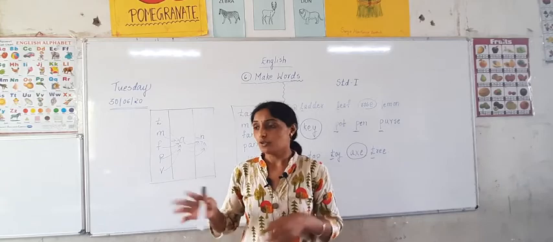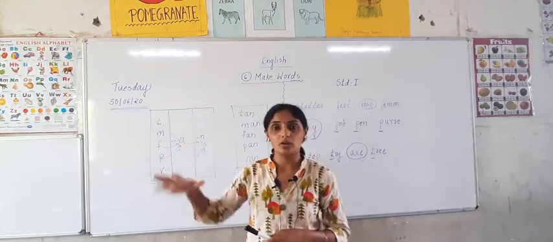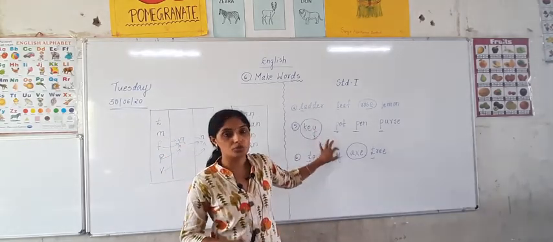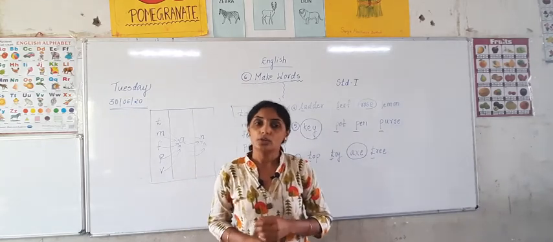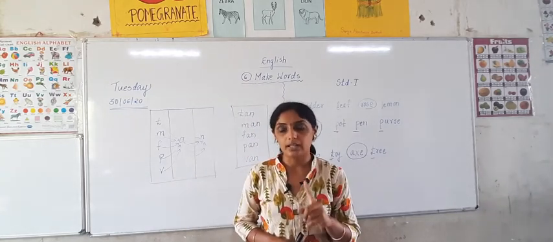What you have to do? You have to complete all these 5 columns in your English notebook, and after that you have to complete question number 2 in your English notebook. Please complete your work in time.